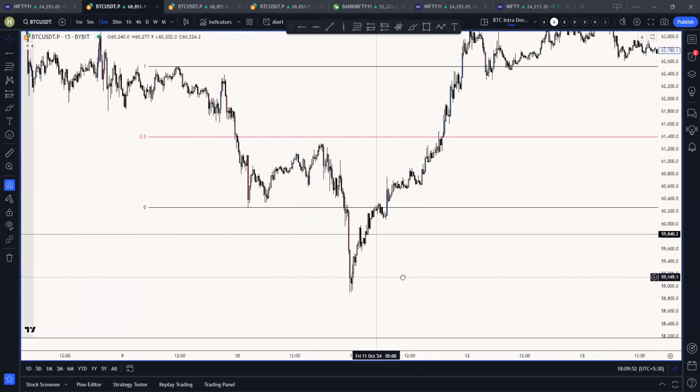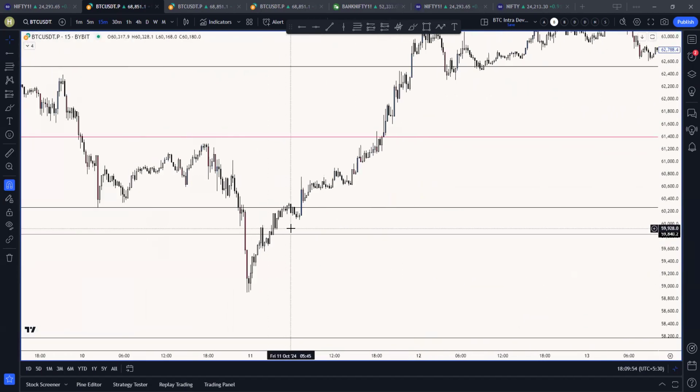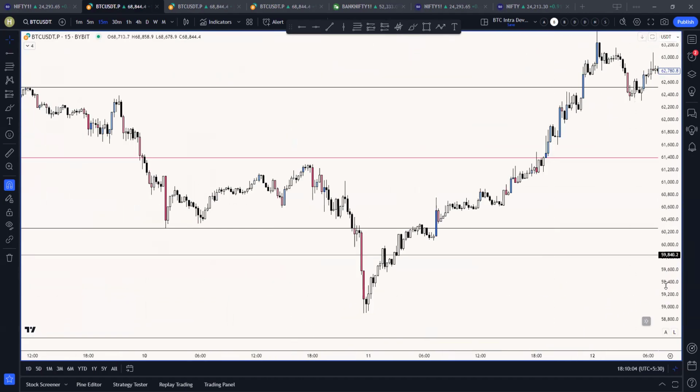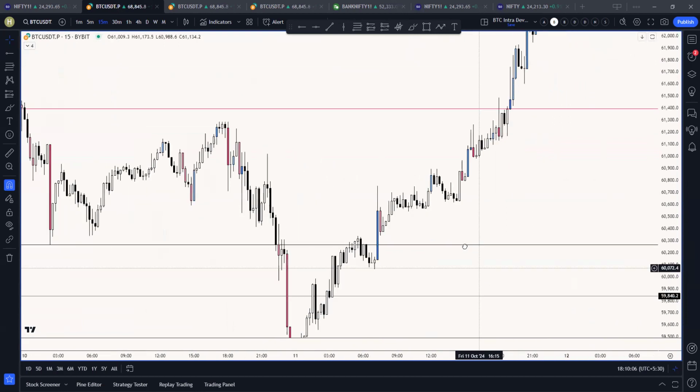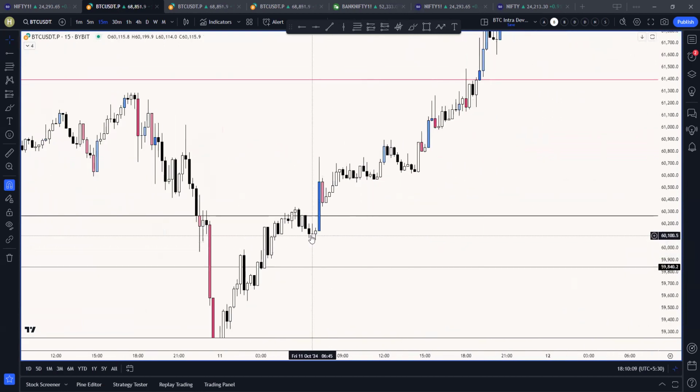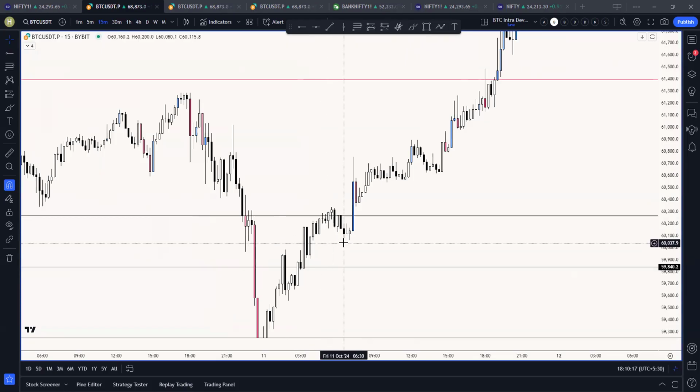So this was the open of that day, around here. Yeah, around here there was the open. So I took a trade at this. The CRT gave me conviction to trade it. You can see it here, this candle range, and we did CRT on this. And I took, yeah, a small quantity trade.